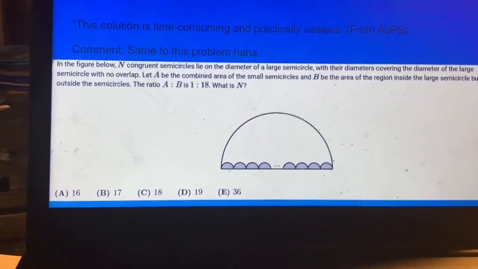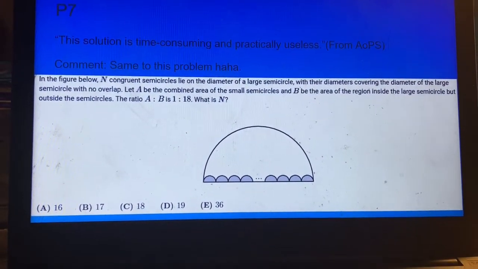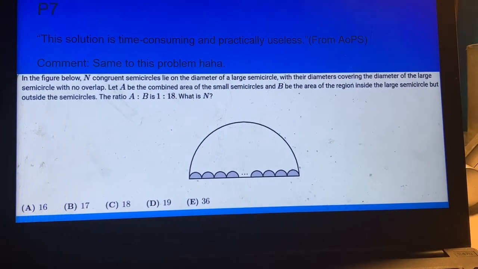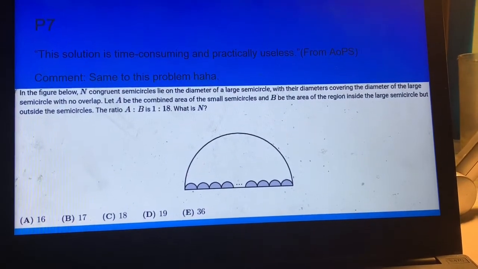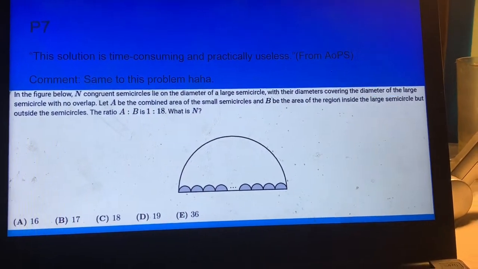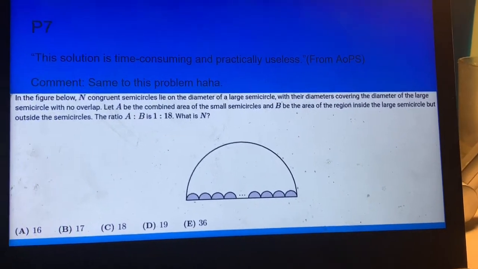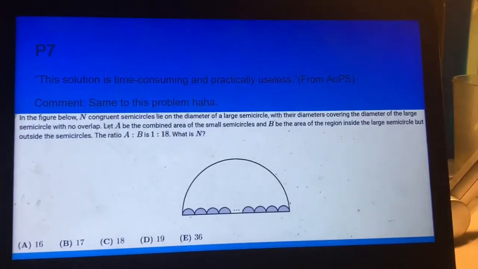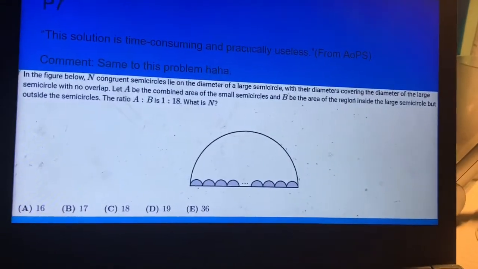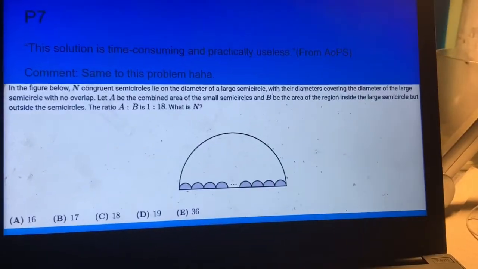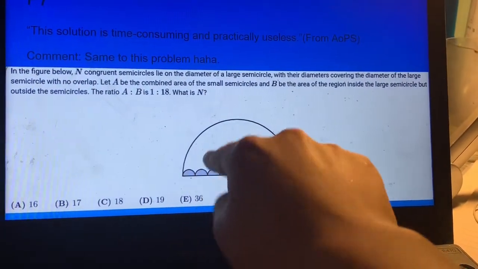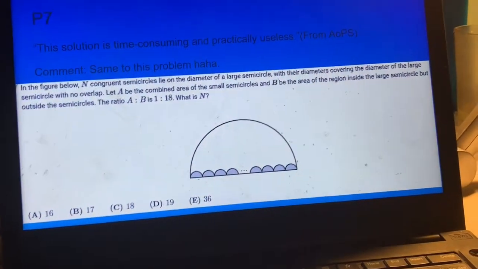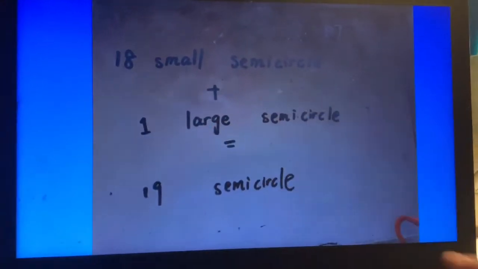Okay. In the figure below, incongruent semicircles lie on the diameter of a large semicircle, with their diameters covering the diameter of the large semicircle with no overlap. Let A be the combined area of the small semicircles and B be the area of the region inside the large semicircle but outside the small semicircles. Oh my god. The ratio of A to B is 1 to 18. Since we know that the ratio is 18, there are going to be 18 small semicircles, and 1 large, and you are done. There's only 19. So this is the answer.